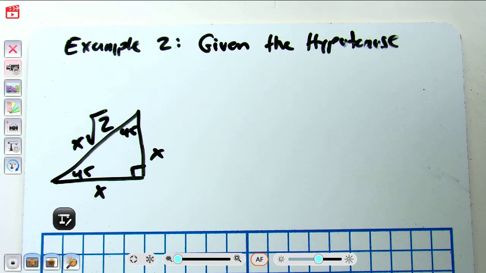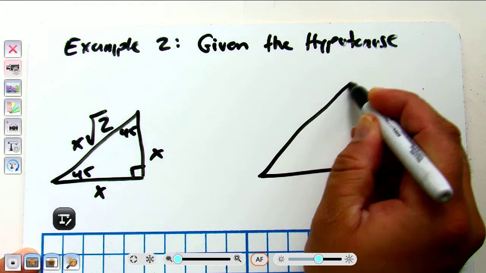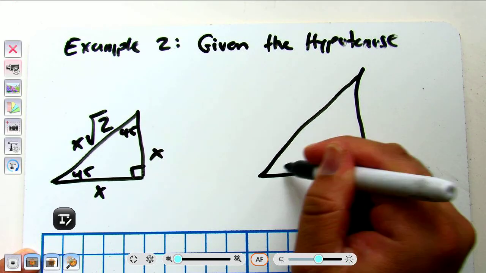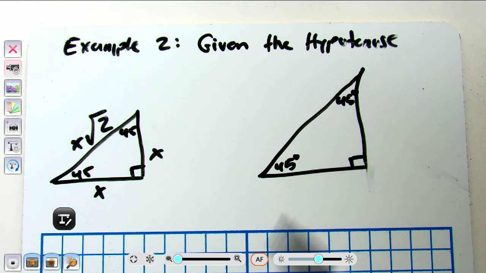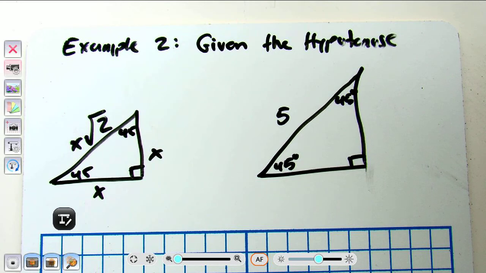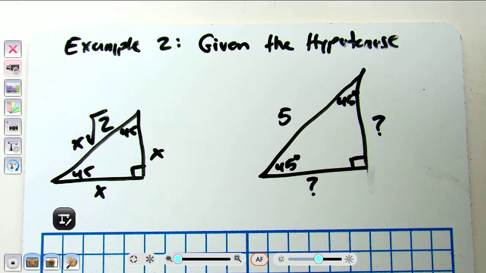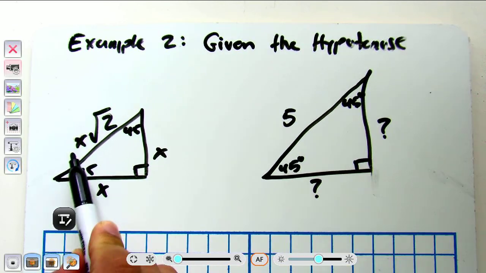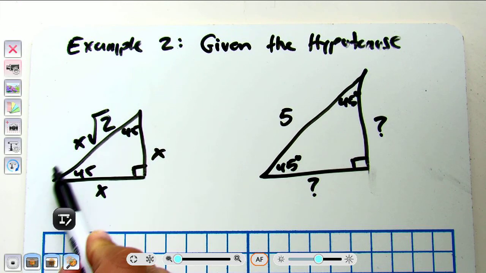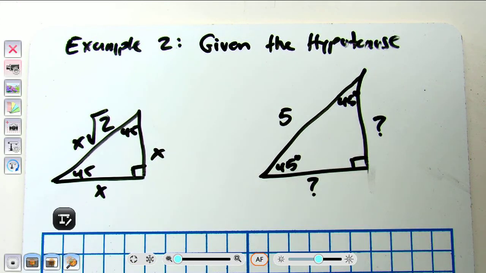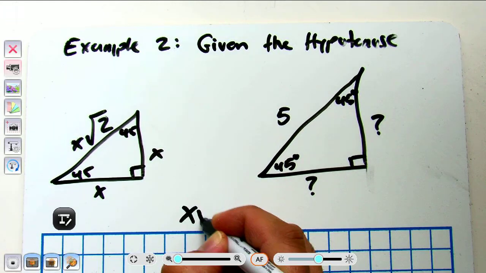And then in my problem, I'm going to draw a right triangle, again labeling my angles 45, 45, 90. And now the hypotenuse is 5. And I want to find out these sides. Now, because my hypotenuse is 5, and in the formula my hypotenuse is x square root 2, similar to the last problem, I could set this length equal to this length. So I could create an equation, x square root 2 is equal to 5.